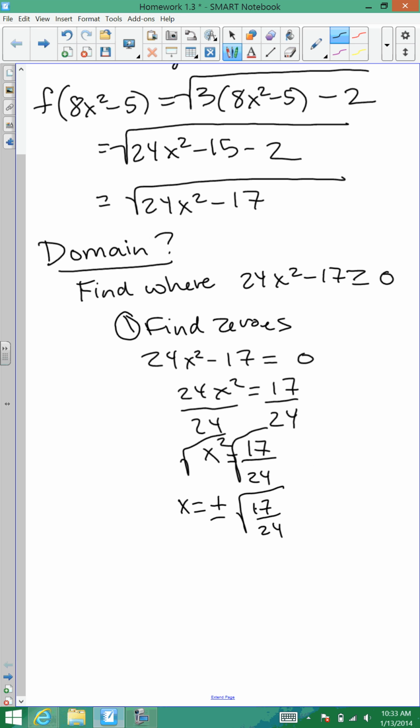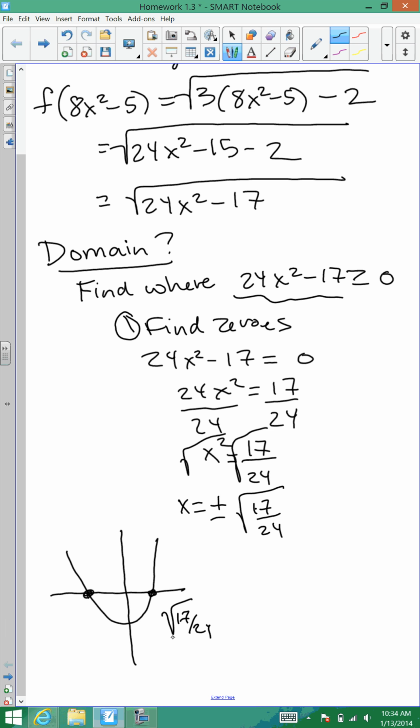Now this just tells us where our quadratic equation here equals 0. So remember when you graph quadratic equations, this might be a handy time to grab your graphing calculator and graph 24x squared minus 17. It's going to look something like this when you graph it. Now this isn't a perfect picture, but you get the idea. And these two zeros right here, we found, are plus the square root of 17 over 24 and minus the square root of 17 over 24.